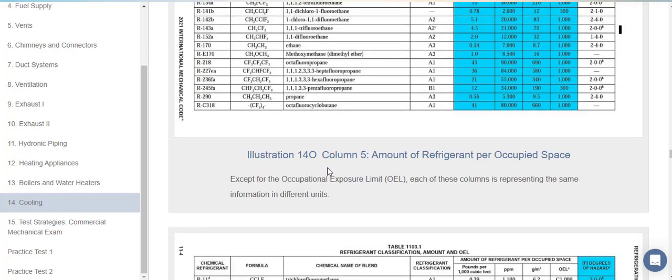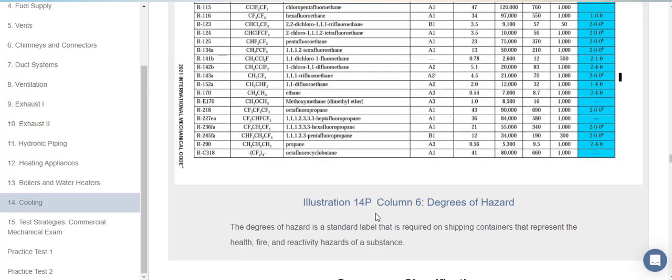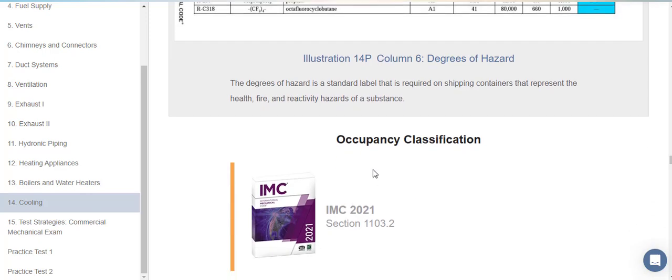Illustration 14O, this is column number 5, amount of refrigerant per occupied space, except for the occupational exposure limit, OEL. Each of these columns represents the same information in different units. The last one, illustration 14P, column 6, degree of hazards. The degree of hazards is a standard label that is required on shipping containers that represents the health, fire, and reactivity hazards of the substance.